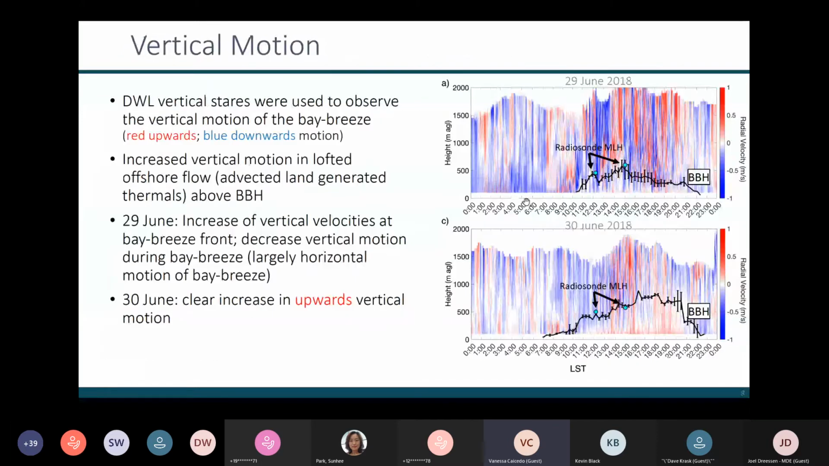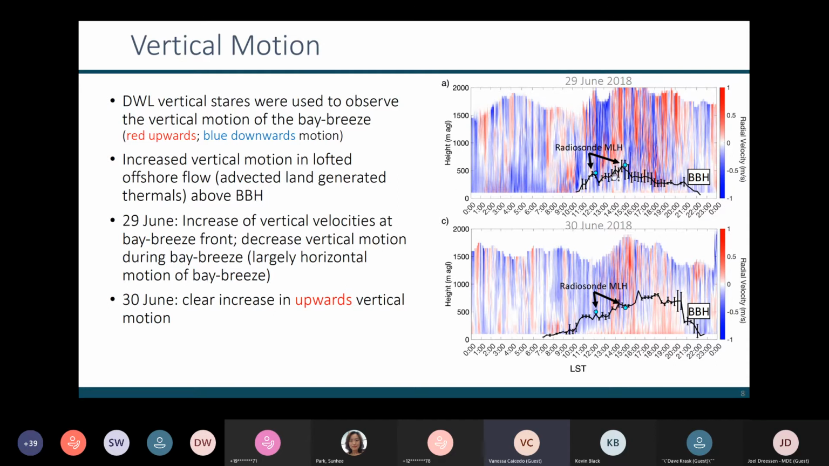Let's see. So now looking a little bit more into vertical motion. With this LiDAR, if we point it straight up, it's able to tell us a little bit more of vertical motion right above the LiDAR site. So for these two graphs, you'll see that red is indicative of upwards motion, while blue is downwards.